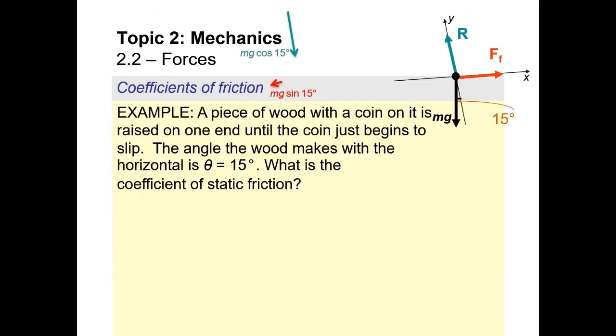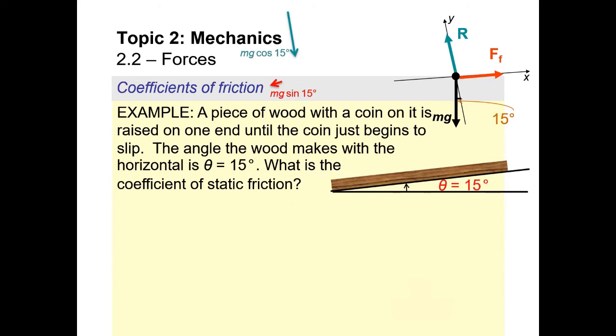A piece of wood with a coin on it is raised on one end until the coin just begins to slip. The angle the wood makes with the horizontal is 15 degrees. What is the coefficient of static friction?